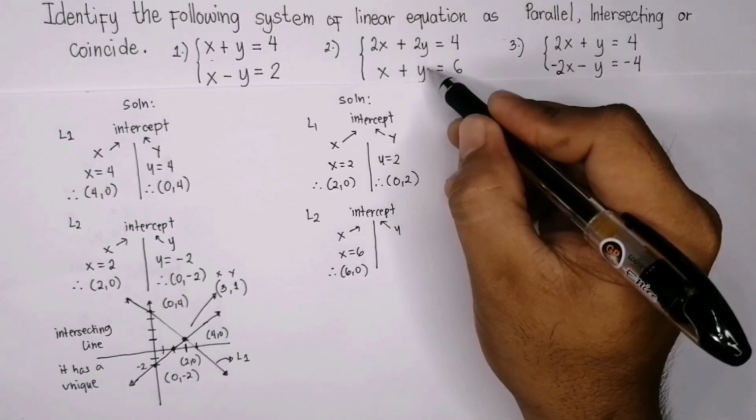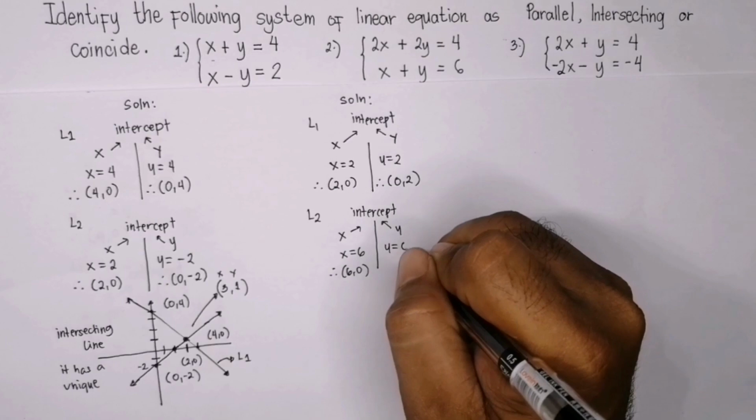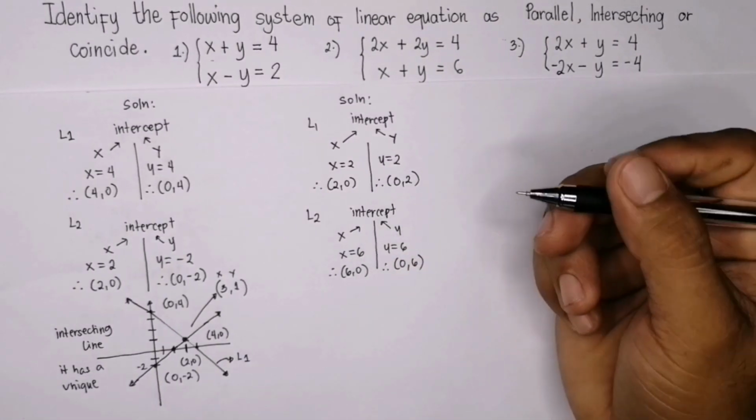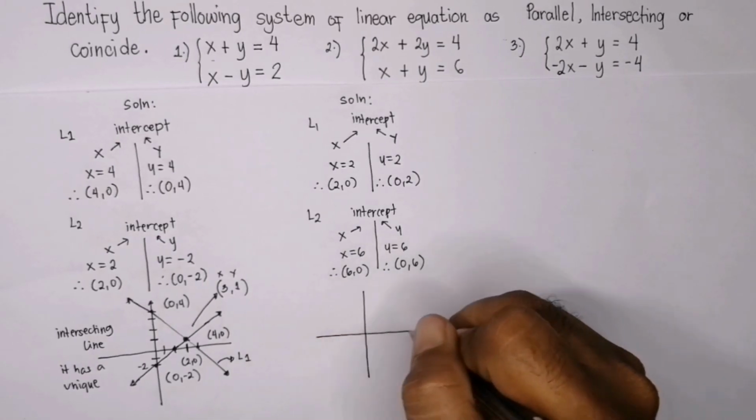Here, the value of x equals 0. So still y equals 6. So we now have (0, 6). Then let us do the same process by graphing it.